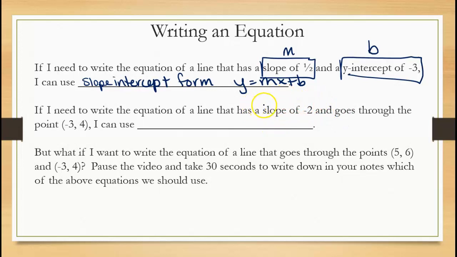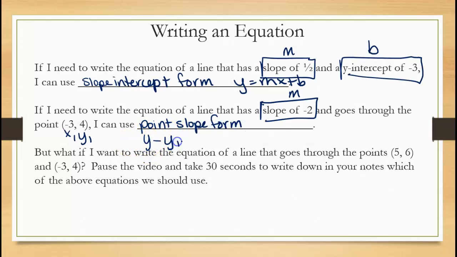If instead I want to write the equation that has a slope of -2, that's our m. But this time we don't have the y-intercept. We have x1 and y1, which means I can't use slope-intercept form because I don't have the intercept. Remember, mathematicians are not creative namers. We have a point and a slope, so we can use point-slope form. Let's write that in our notes now. The name of this is point slope form, and it's y minus y1 equals m times x minus x1.